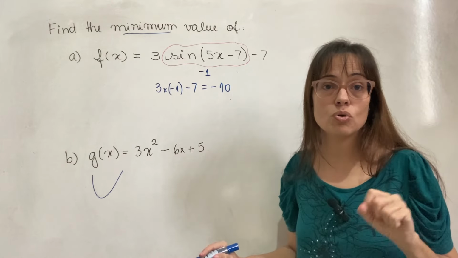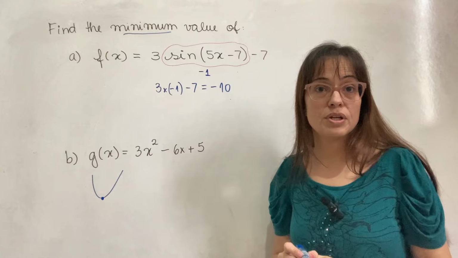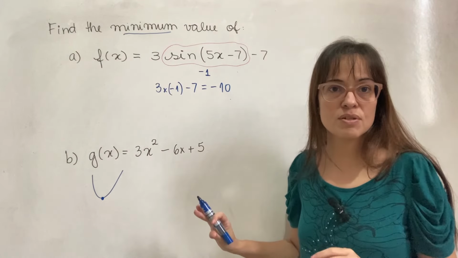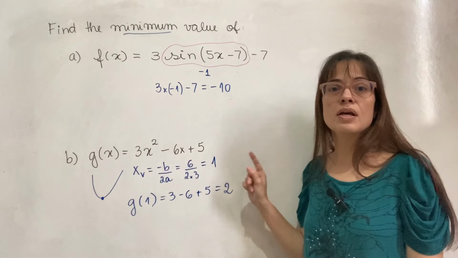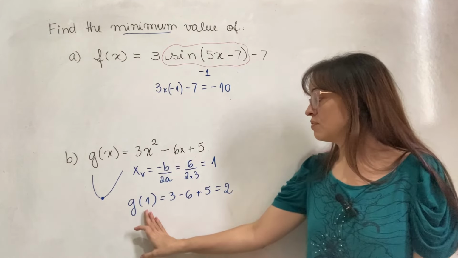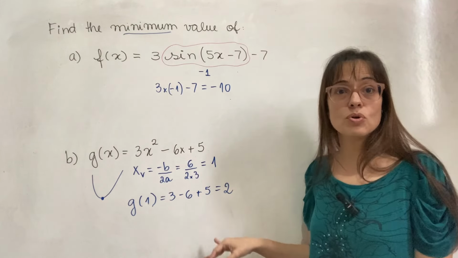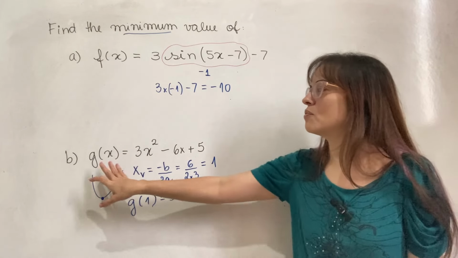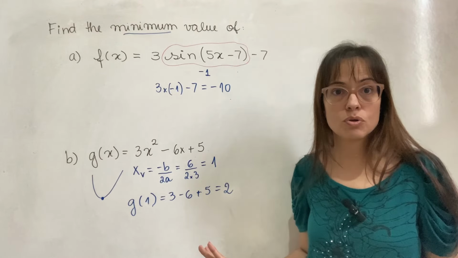In particular, you know that its minimum value is the y-coordinate of the vertex. So all that you need to do in this exercise is first find the x-coordinate of the vertex, which is easier, turns out to be 1, and then you apply the function to that value to find the y-coordinate of the vertex, which is 2. So there you go. That's the answer to part B here. The minimum value of this function g is 2. These are not calculus questions.